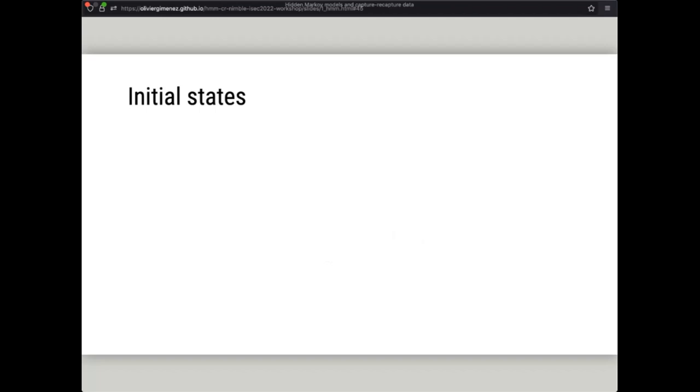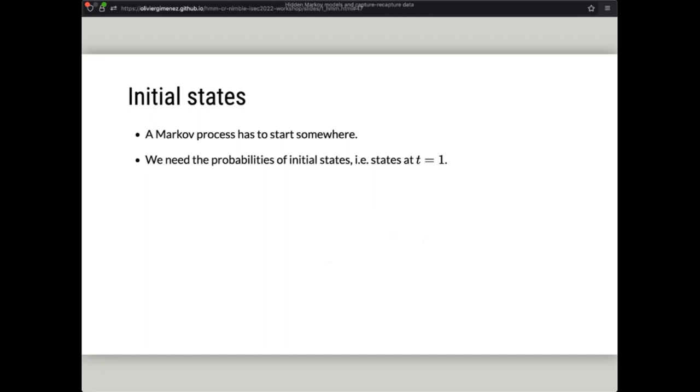Okay, so a Markov process has to start somewhere. That's what we call initial states. You have to be in some state when you start your fate. And we need the probabilities of initial states, the states at the first time occasion or the first winter. We will denote this vector delta. That's the probability that the state at the first sampling occasion is alive, and the probability that the state at the first sampling occasion is dead.